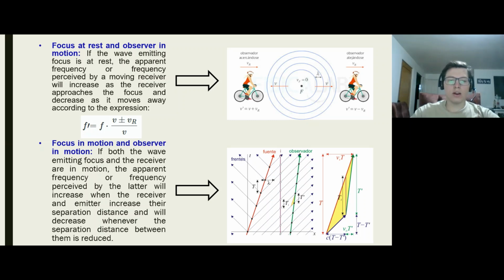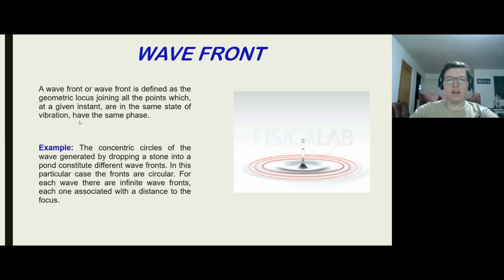Source in motion and observer in motion. In this case, the wave-emitting source and the receiver are both in motion. The apparent frequency perceived by the latter will increase when the separation distance between receiver and emitter decreases, and will decrease whenever the separation distance between them increases.